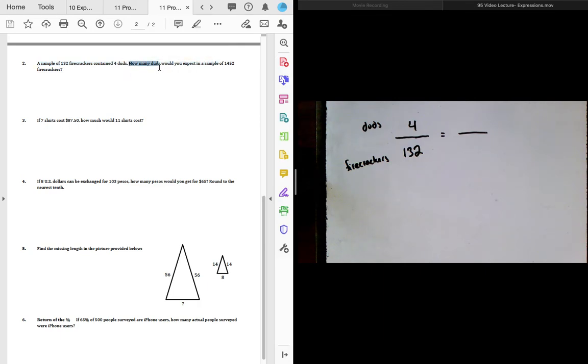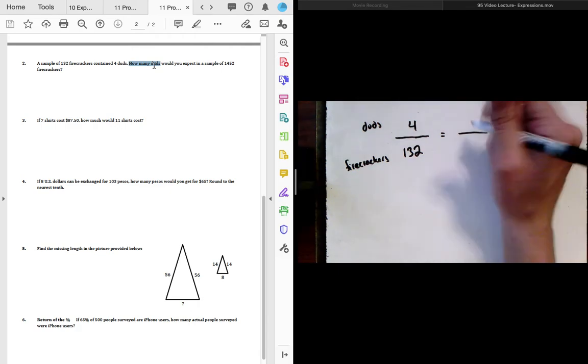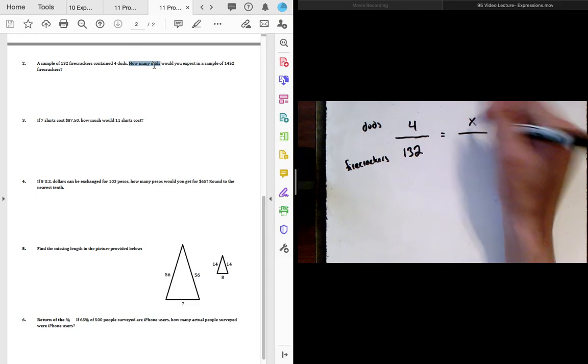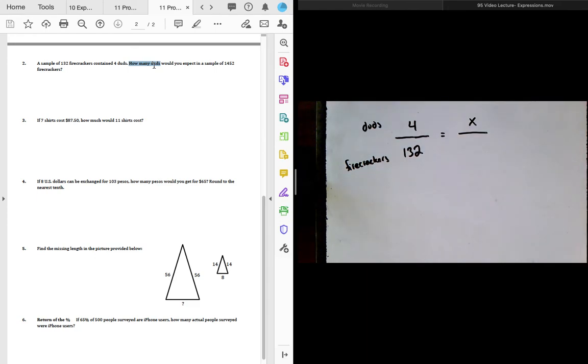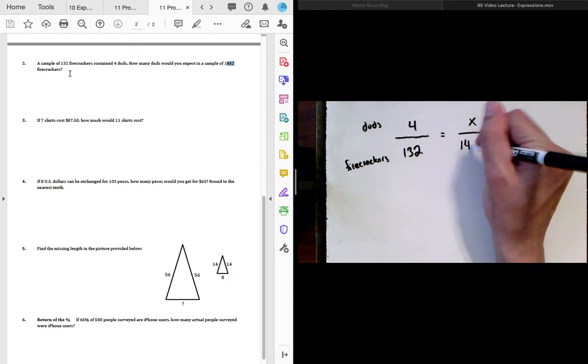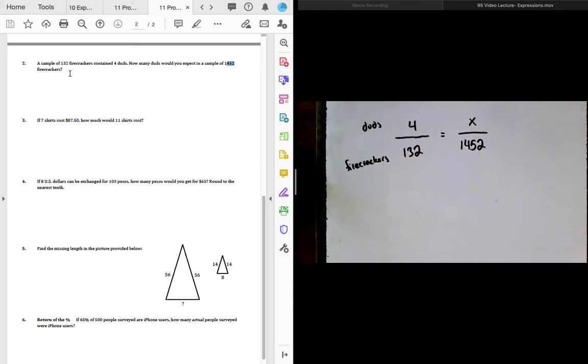It says, how many duds? I'm not even going to go any farther than that. How many duds means we don't know the duds. So there's something in there that's unknown. I like using x, and so x in this case is going to go up here where the duds go. That's what we're looking for. How many duds would we expect in a sample of 1,452 firecrackers? So on the bottom here, we're going to put 1,452.